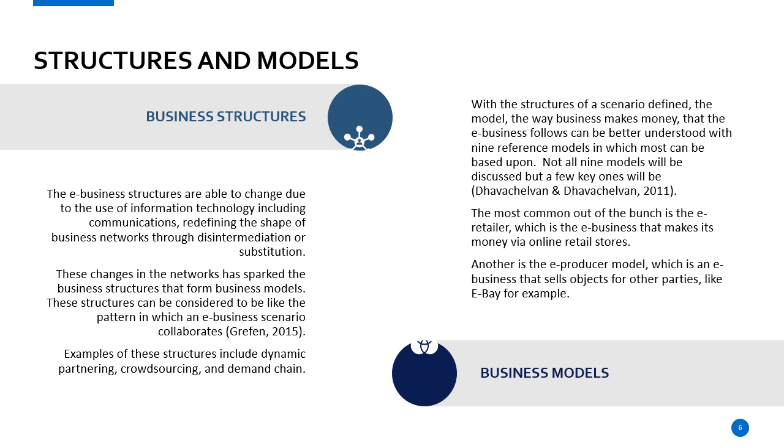Another is the e-producer model. An e-producer business will sell objects for other parties. So they're not actually making those products, but instead they provide a platform on which other parties can sell those objects and products. A great example of an e-producer would be eBay.